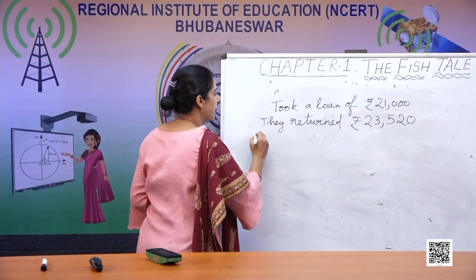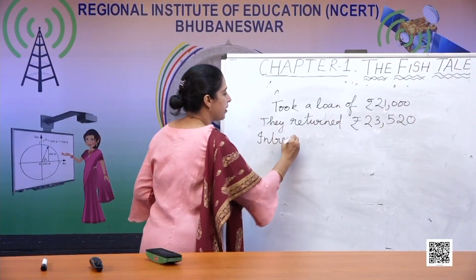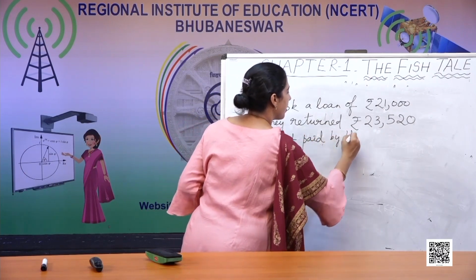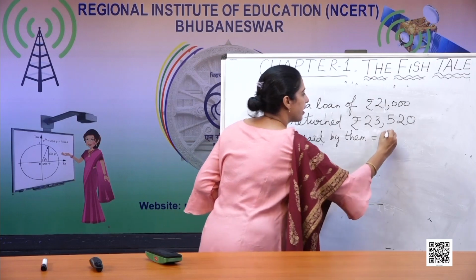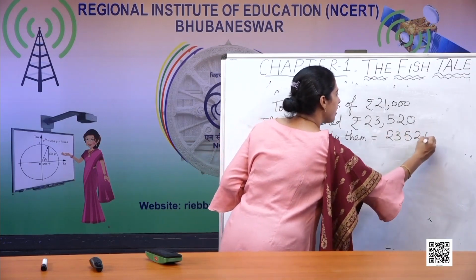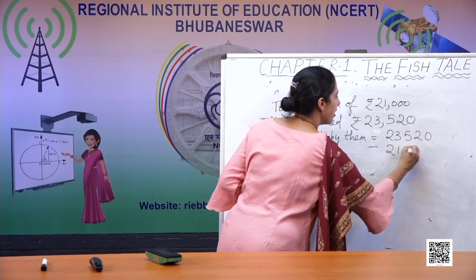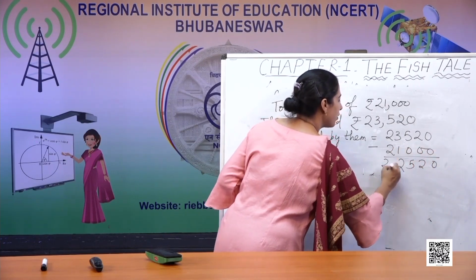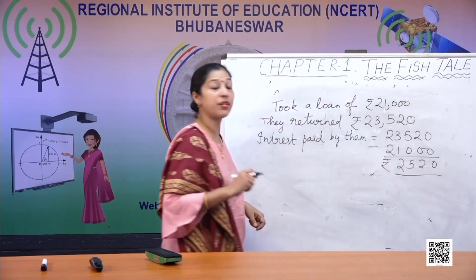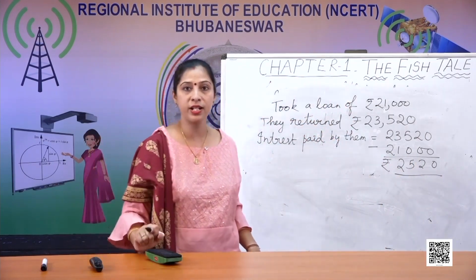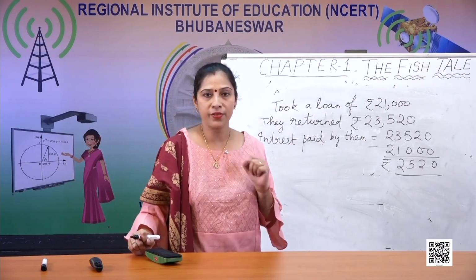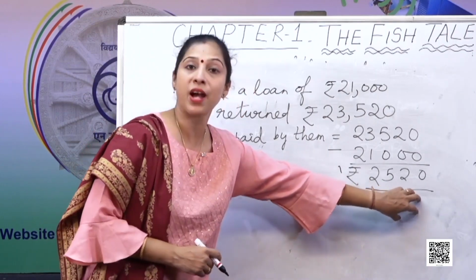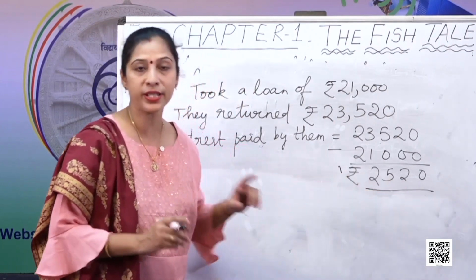So the interest paid by them is equal to 23,520 minus 21,000, which is equal to 2,520. So they had to pay 2,520 rupees in 1 year for the interest. Now you can see that the interest paid by them is 2,520 rupees. This is the extra amount they had to pay.